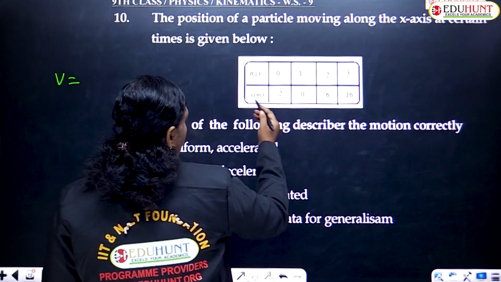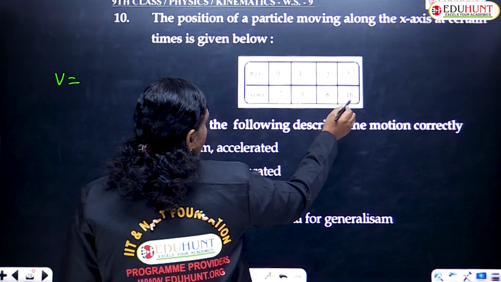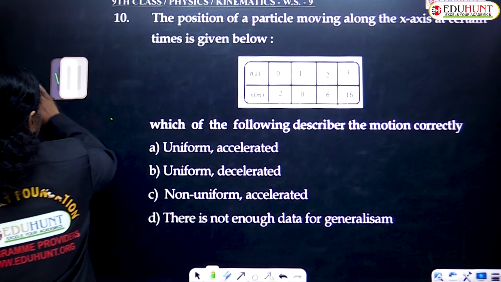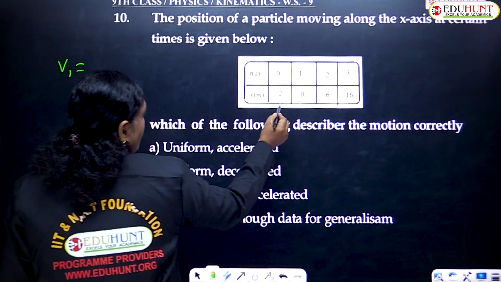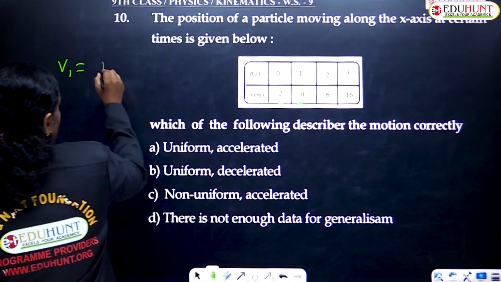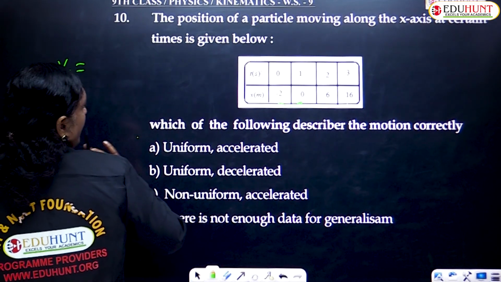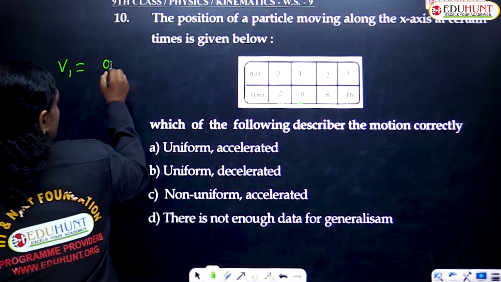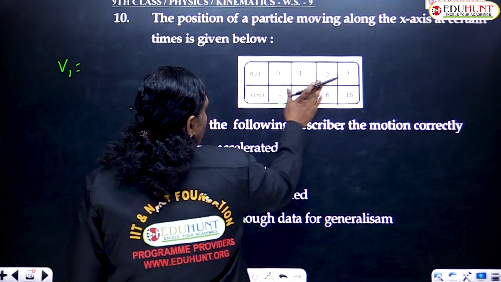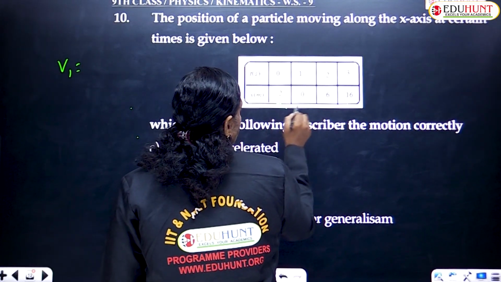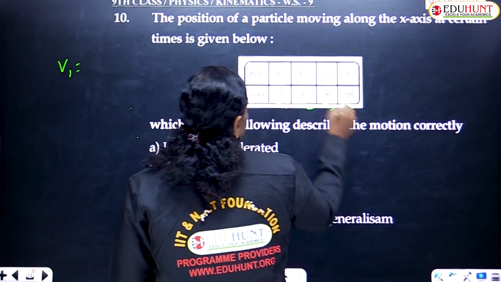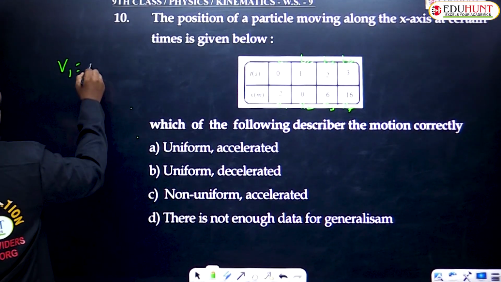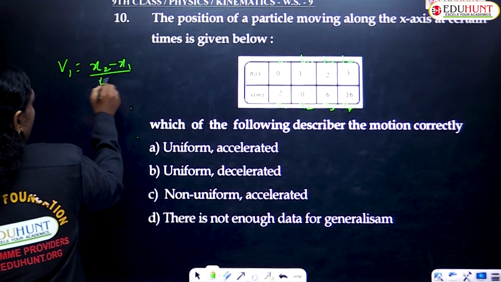Let us check the different positions. These may be x1, x2, x3, x4 and t1, t2, t3, t4 respectively. If you would like to find v1, the first velocity from here to here, it is nothing but x2 minus x1 by t2 minus t1. For your clarity, I am representing positions x1, x2, x3, x4 and times t1, t2, t3, t4. So v1 can be written as x2 minus x1 by t2 minus t1.